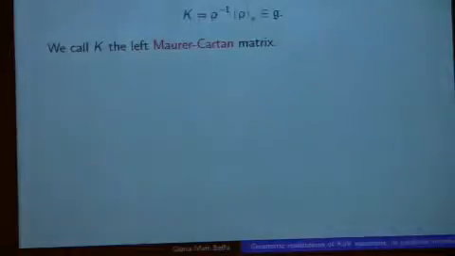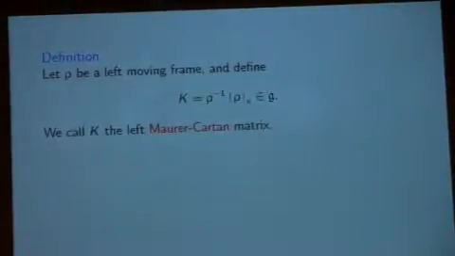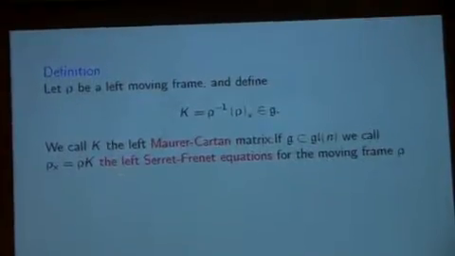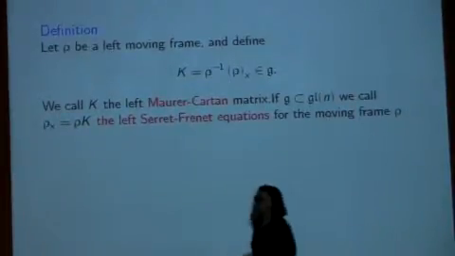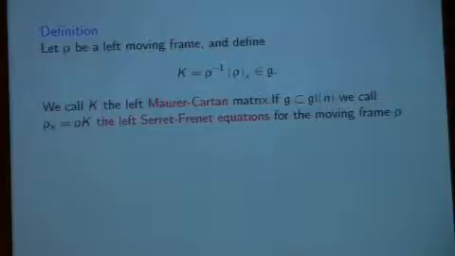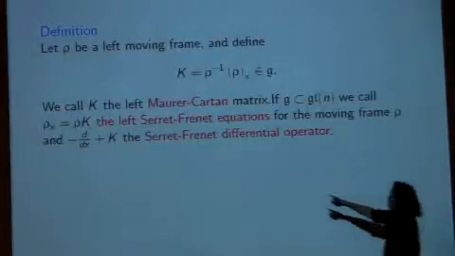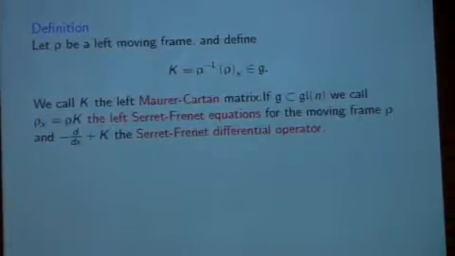All right, more definitions. If you have a left or right moving frame, if it's a left moving frame, then you can define this to be the Maurer-Cartan matrix. If I have a subalgebra of GLN, then this equation here, rho x equals rho k, we call it the Serret-Frenet equation, just because that's what the equations that a moving frame satisfies are usually called, so we call it like that too. And then this operator, minus d/dx plus k, I call the Serret-Frenet differential operator, just to go with it.